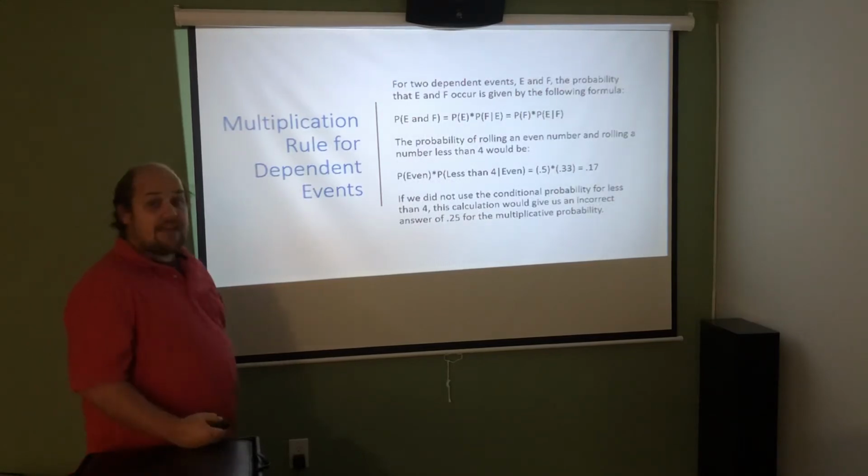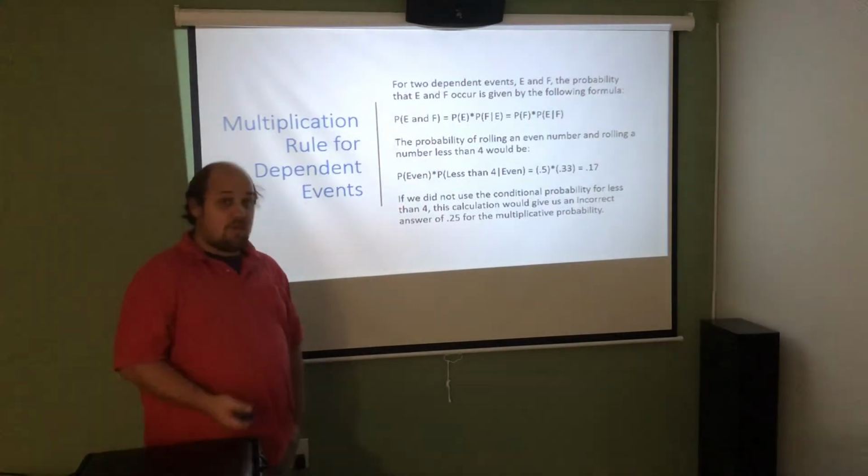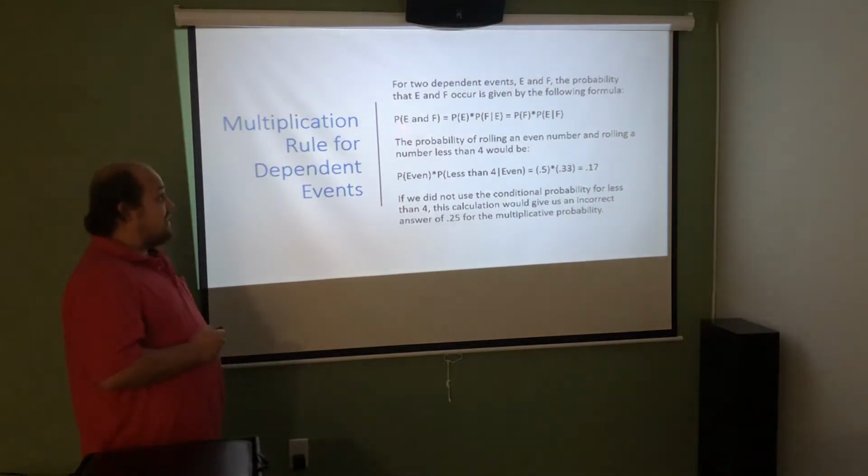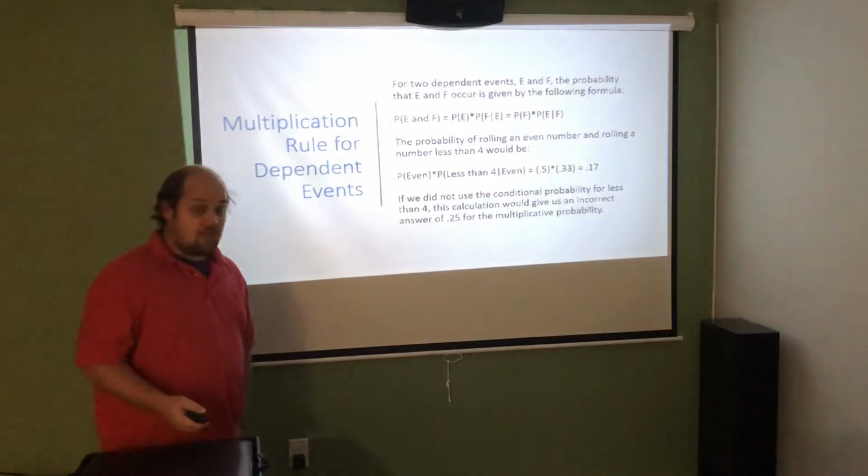Really, I can put that into a single formula that's just a rearranged version of that previous formula. It tells me if we have dependent events, the probability of both of them occurring together, P of E and F, can either be written as P of E times P of F given E, or P of F times P of E given F. Both of these are mathematically equivalent.